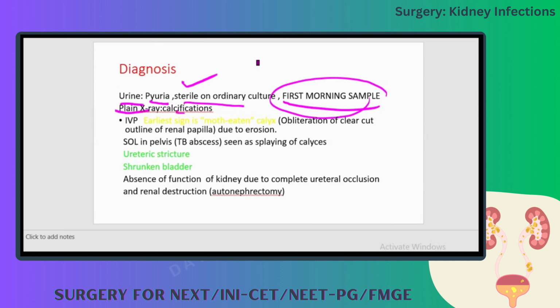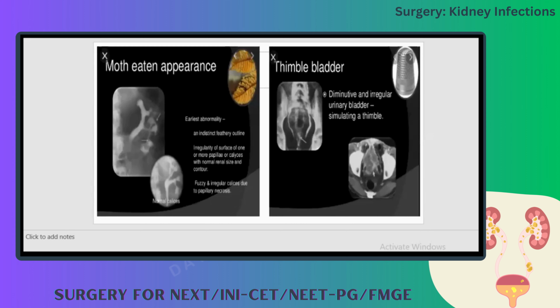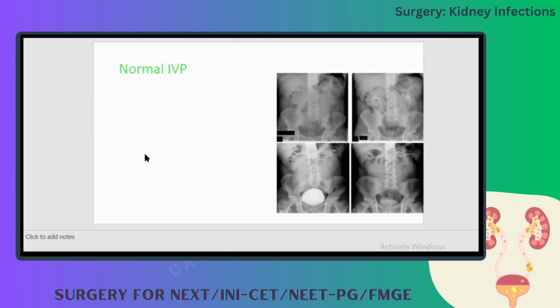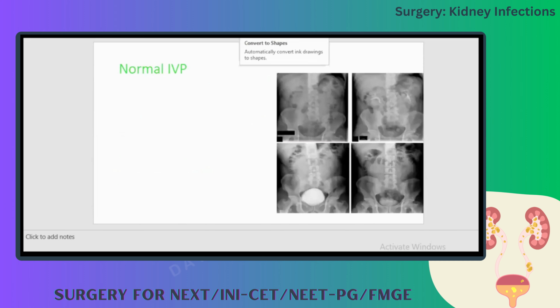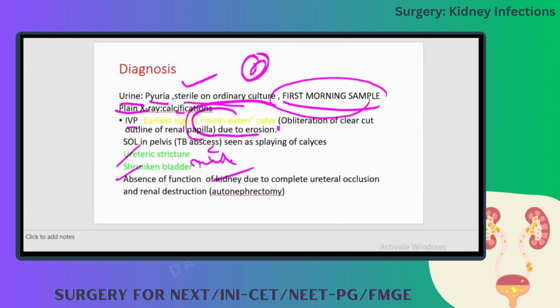On plain X-ray, there will be calcification, cement kidney or putty kidney. On IVP, the earliest sign is the moth-eaten calyx. I'll show you the moth-eaten calyx. This is the moth-eaten appearance. A moth is a small insect; if it eats the same way, it will look like a moth-eaten appearance. And there will be ureteric stricture. The bladder will be shrunken, a thimble bladder. And in extensive cases, there will be autonephrectomy.